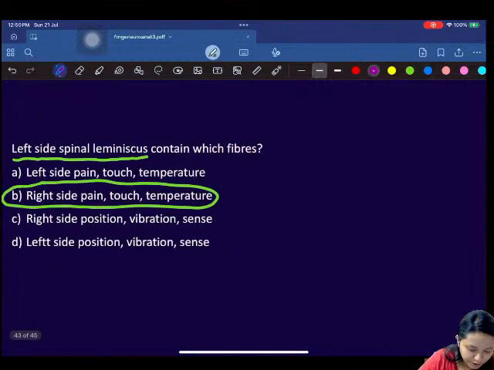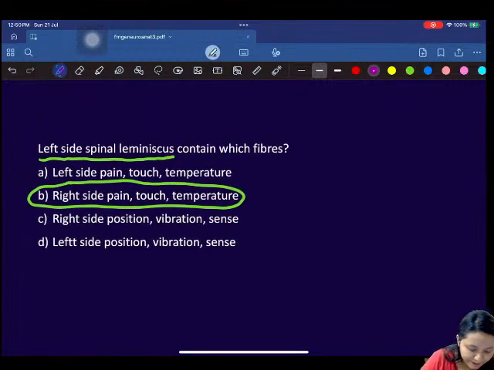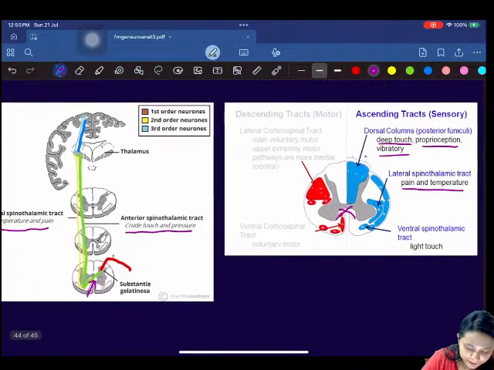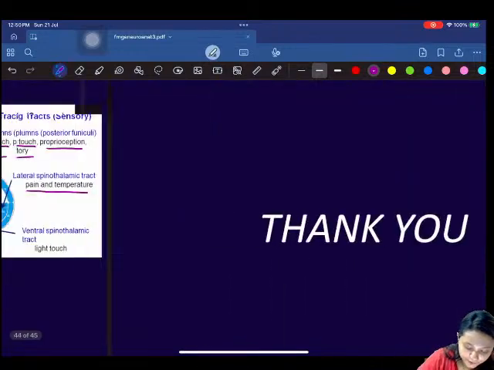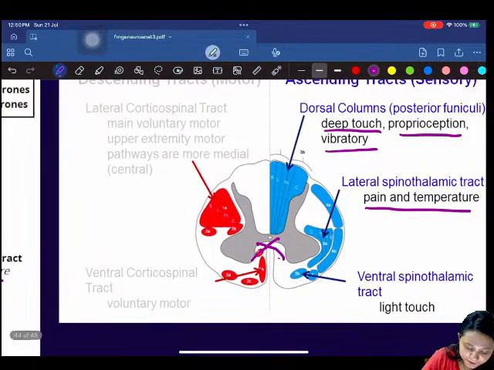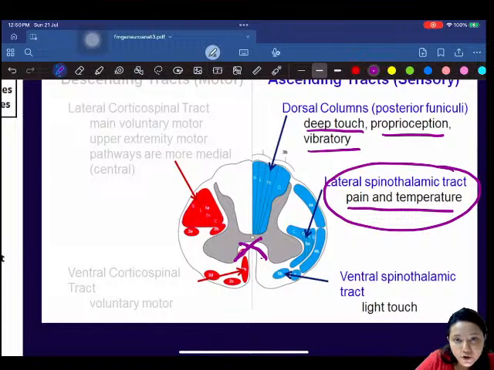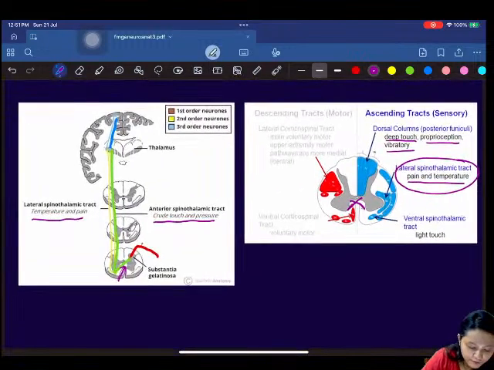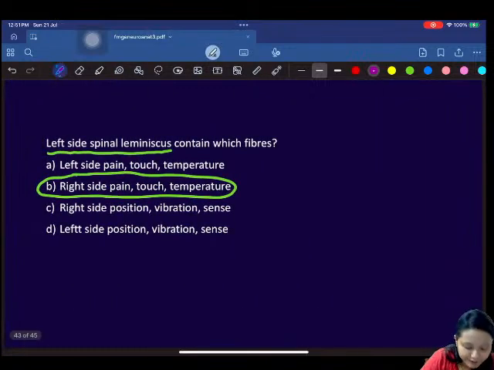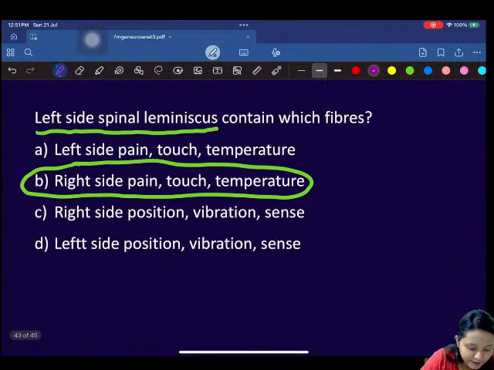So the question here was the left-sided spinal lemniscus. What do you mean by the spinal lemniscus? The left side spinal lemniscus, they are mostly going to cross here. They are the second order neuron, and it is responsible for your pain, touch and temperature. So since it is left side, the answer will be your right side, pain, touch and temperature, okay.